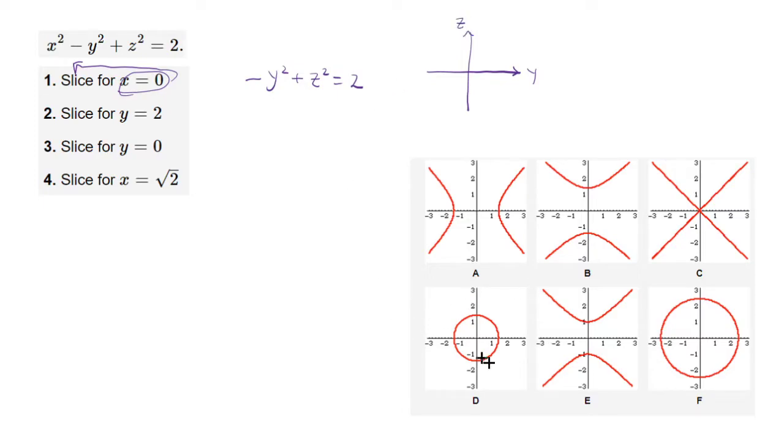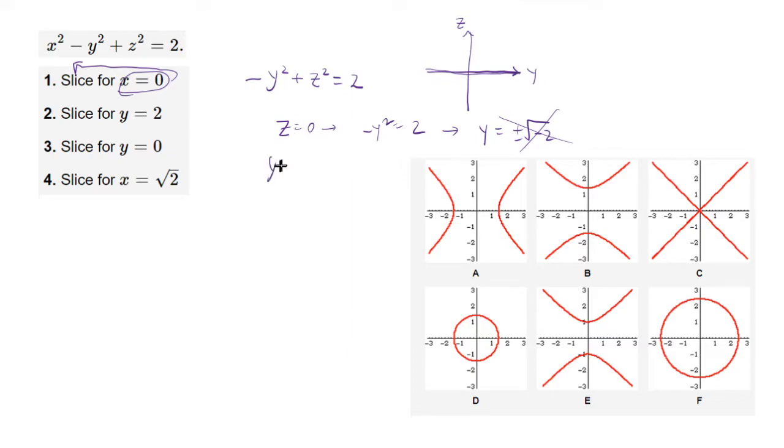Well, since the question is saying that the slices look like one of these, what you need to do is just see what happens with the z and y intercepts. So let's try this. If I plug in z equal to 0, you get negative y squared equal to 2, and that means y is plus minus square root of negative 2, which is not a real number, right? So this means that there is no y-intercept. Okay, so no y-intercept exists.